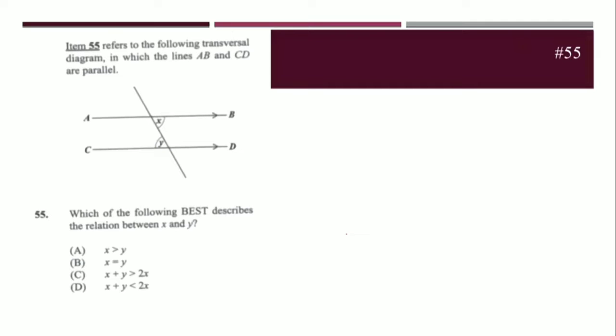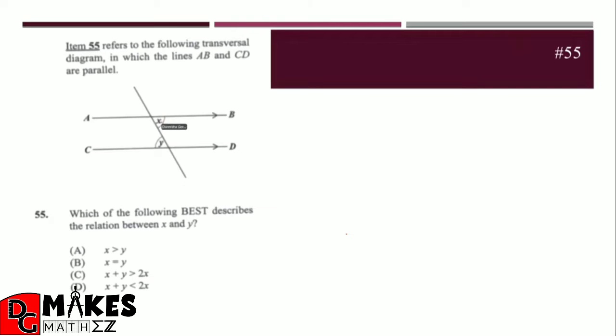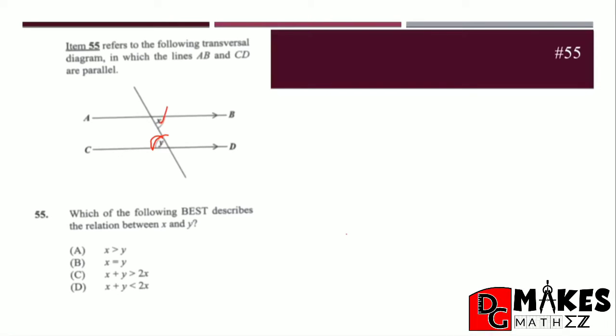And yep, this one says the lines AB and CD are parallel, and we have a line going through both of those. And we have, of course, two angles marked here, X and Y. We are supposed to tell what's the relationship between X and Y. Is X greater than Y? Is X equal to Y? Is X plus Y greater than 2X? Is X plus Y less than 2X, etc.